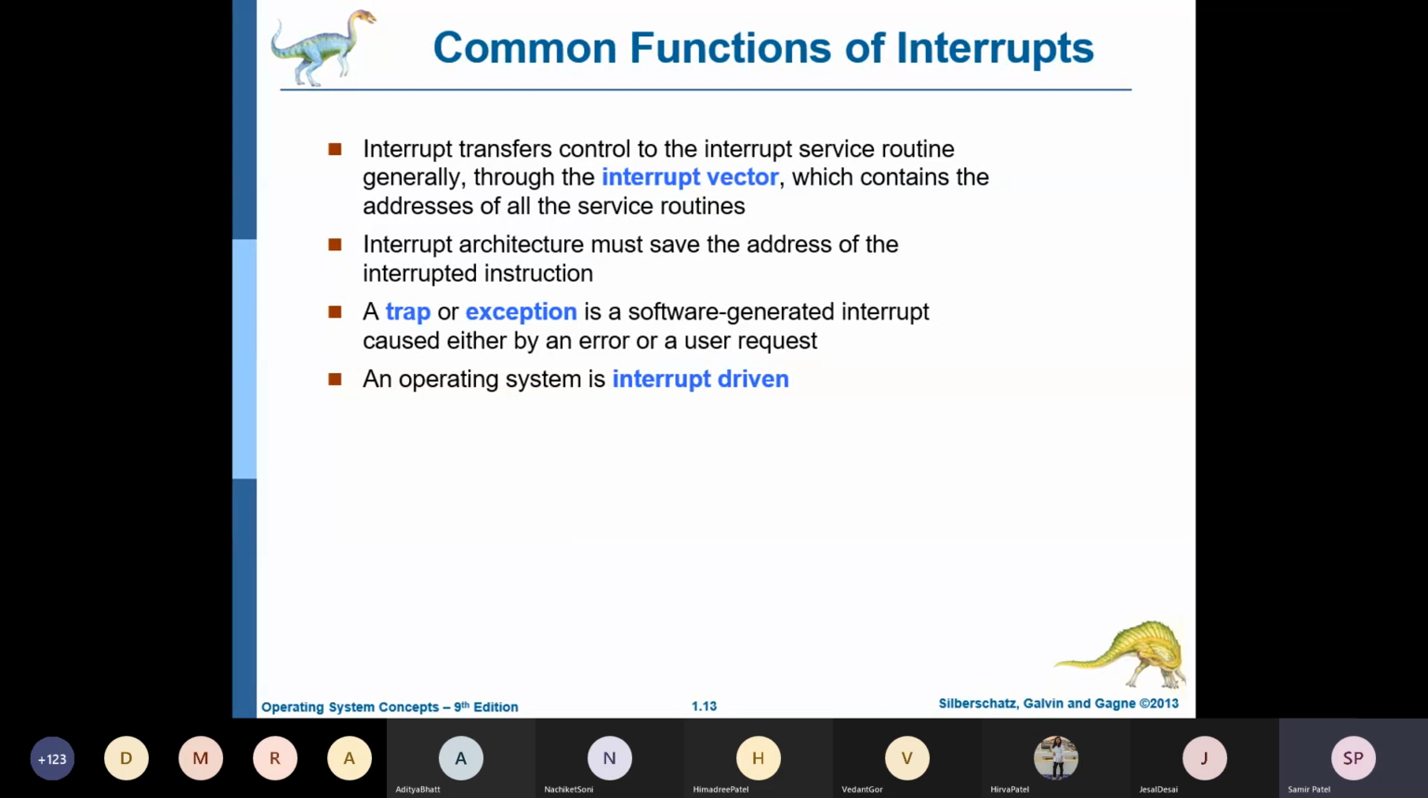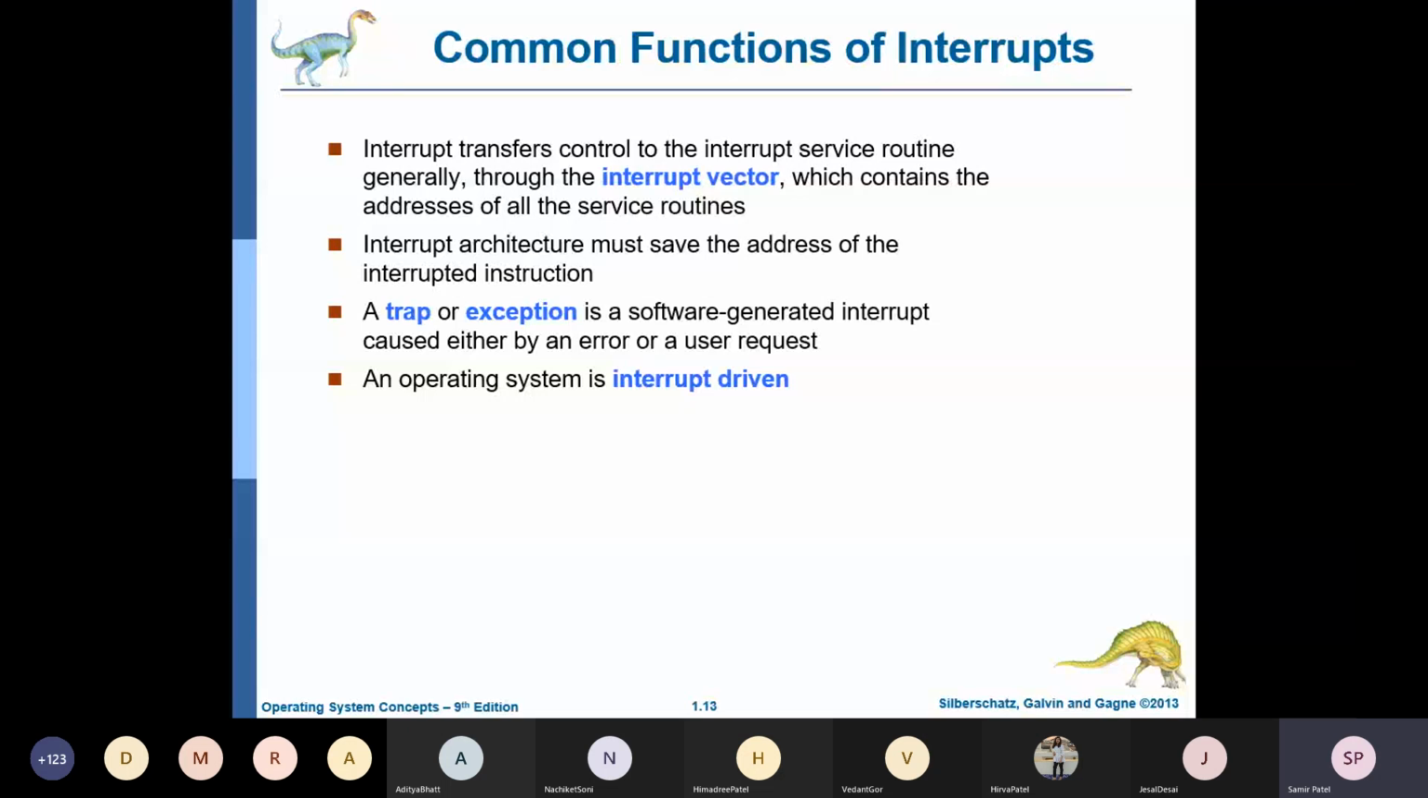So for every interrupt, there are various services. For interrupt 21, there would be an interrupt service routine, right? And this interrupt service routine has a lot of services, to open a file, to close a file, and lots of things. 255 services are available in each of these interrupts. Certain interrupts may not have services.